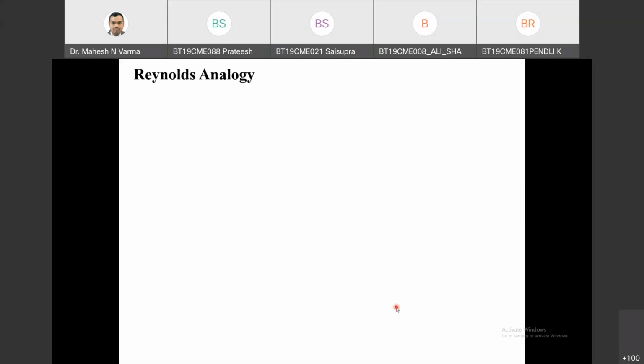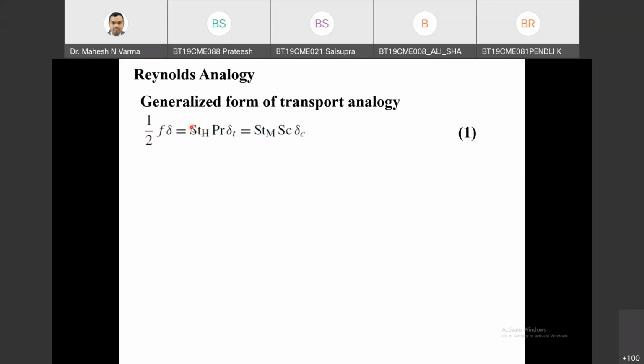As I told, all analogies start with one of the generalized transport analogies. So we have the generalized transport analogy: 1 upon f times momentum transfer boundary layer thickness equals Stanton number for heat transfer times Prandtl number times delta T, which equals Stanton number for mass transfer times Schmidt number times delta C. So what is Reynolds' observation? Reynolds observed for some limited cases, when using gases: gas heat transfer, gas mass transfer, gas momentum transfer.